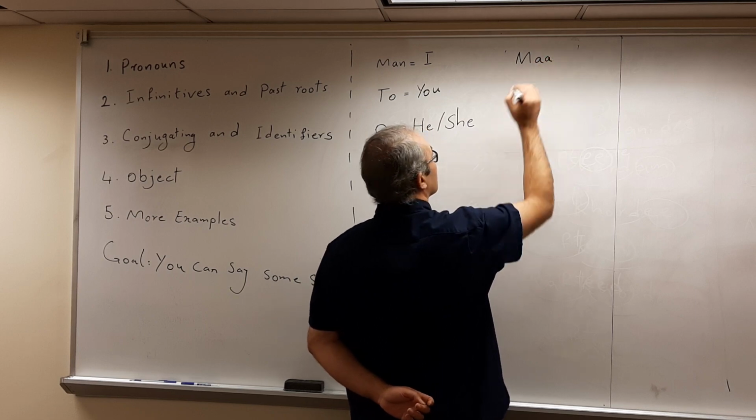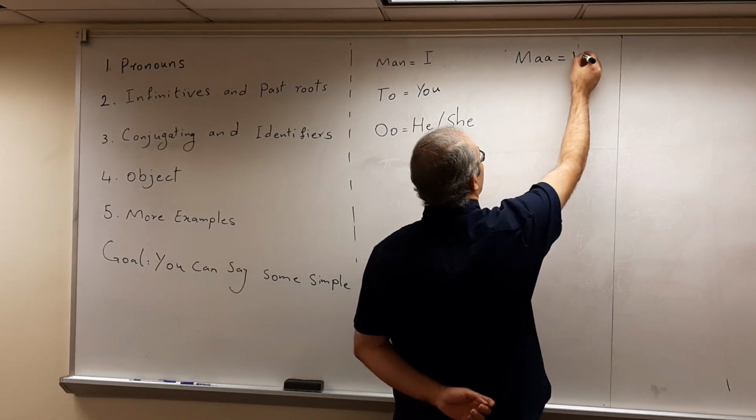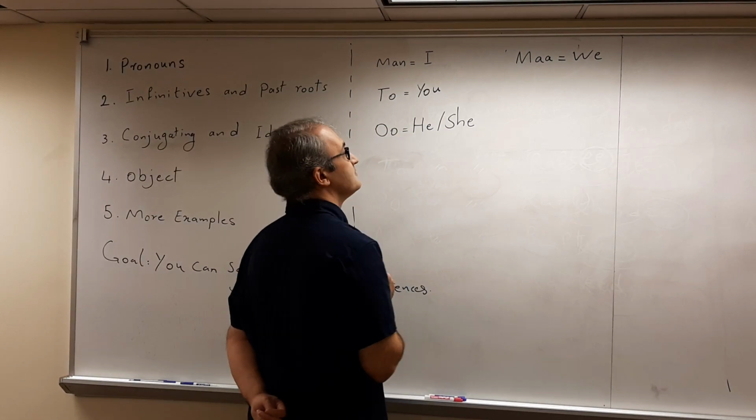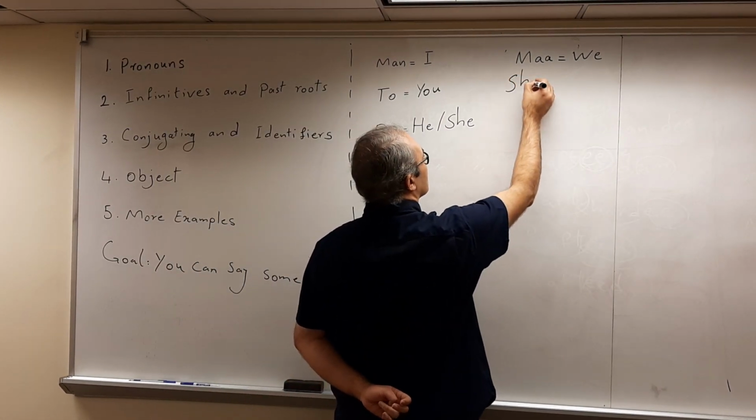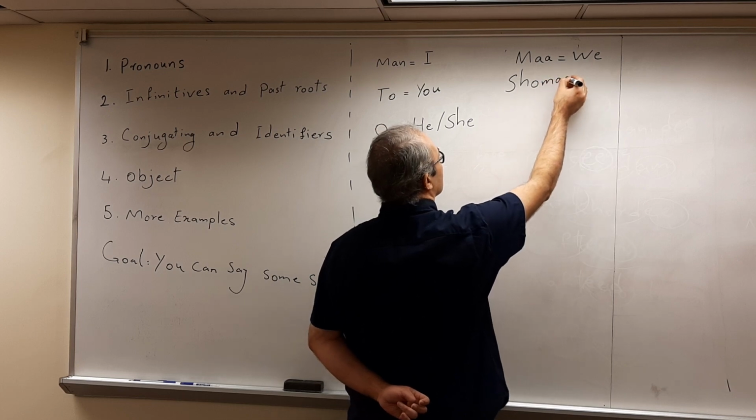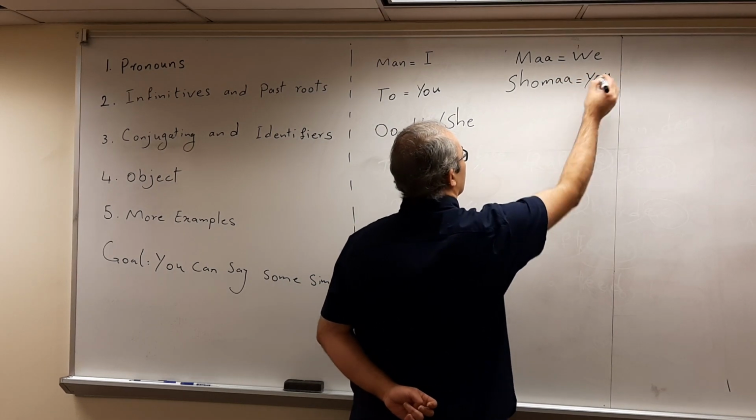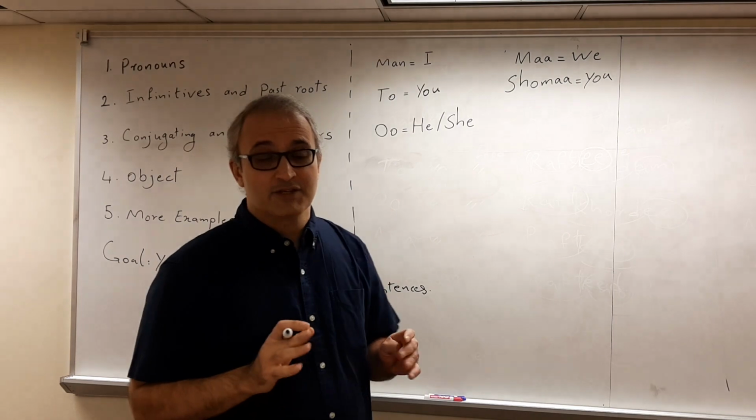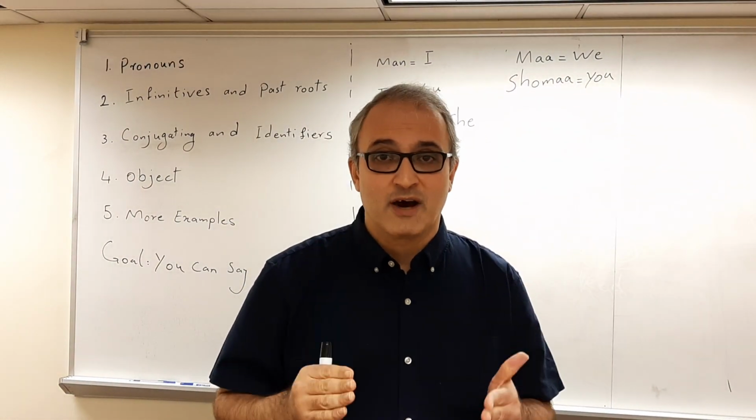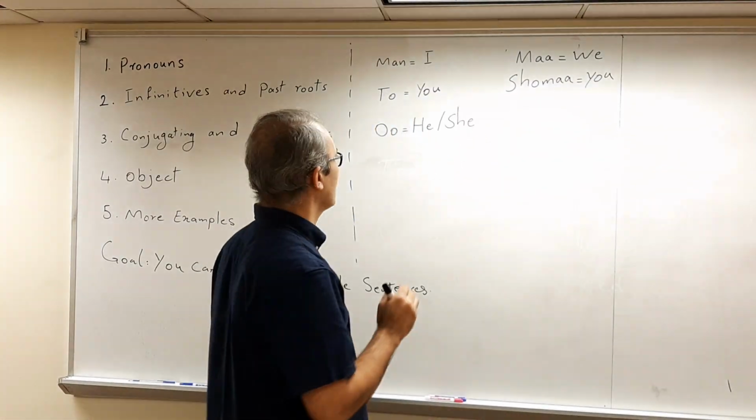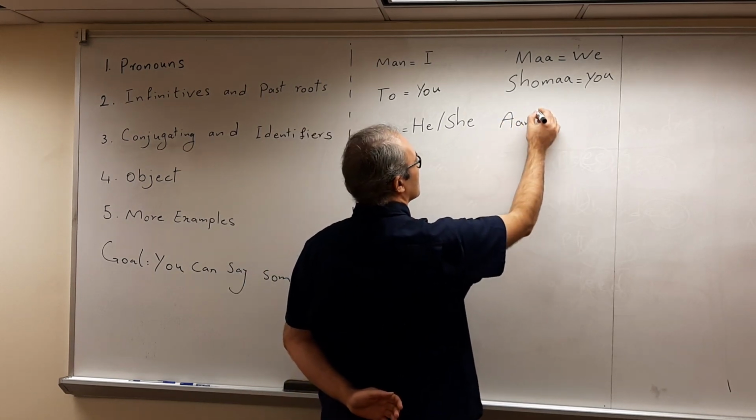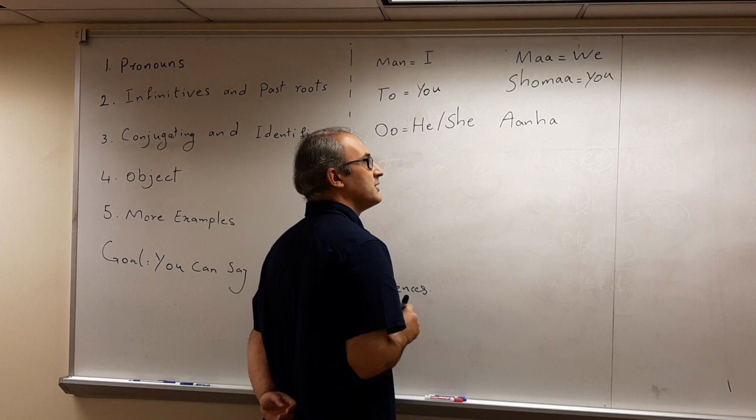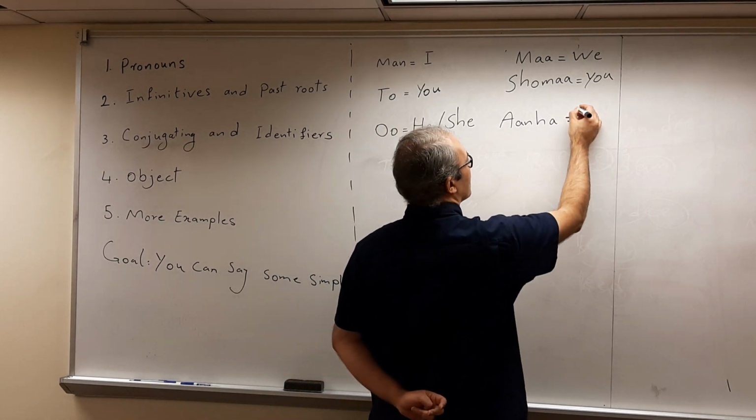Ma, we. شما, you again, but شما is for more than one person. And آنها, they.